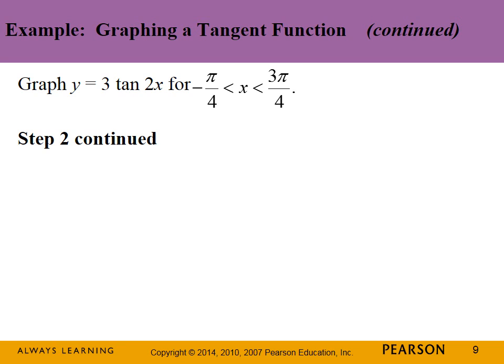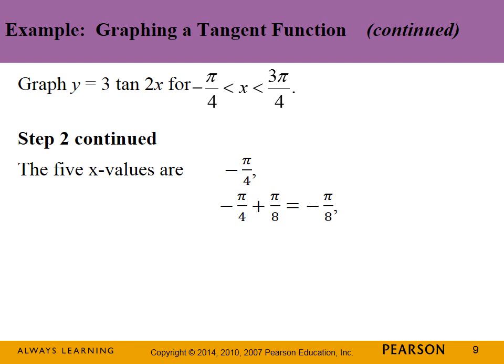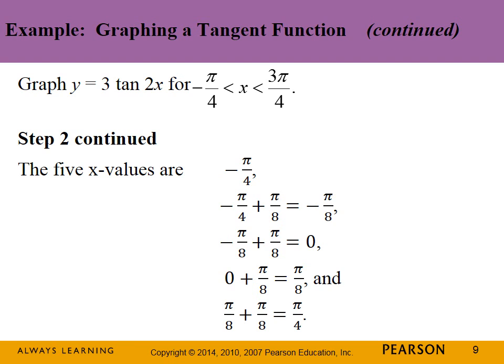Okay, so now some fun with fractions. The 5 x values are going to be negative pi over 4, and then add pi over 8, and that gives you negative pi over 8. Add pi over 8 again, and you get 0. Add pi over 8 again, you get pi over 8, and for the last one, you add pi over 8 one more time, and you get pi over 4. So on the next slide, you're going to see the table that's going to have these 5 x values, and I'm going to plug those 5 x values into the function.